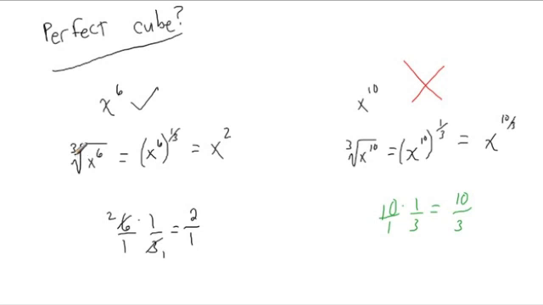Looking at this, again we're finding perfect cubes. 3 does go into this exponent of 6. Therefore, x to the 6th was a perfect cube. Now if you don't quite understand that piece, you can always go back to this definition right here, that the cube root is the same as raising to the 1/3 power and seeing if you get an integer exponent.